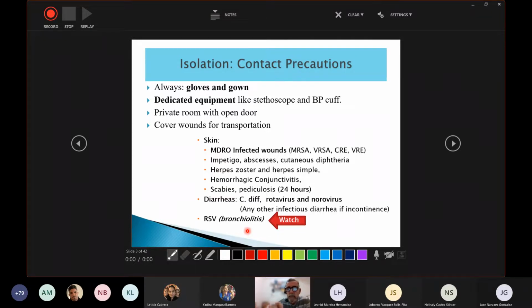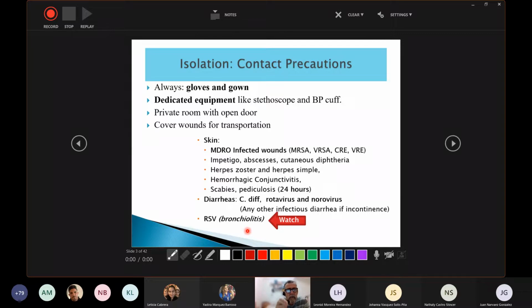Okay, contact precaution. You need to know that, one, the patient must be alone in the room. It is not a special room, but the patient needs to be alone. Two, the door of the room is left open. Three, in this room, anything that touches the client cannot leave the room: the stethoscope, the blood pressure cuff, the remote of the TV, whatever. Okay, so this is what isolates the clients in contact precaution.